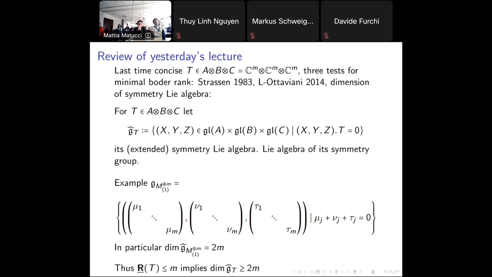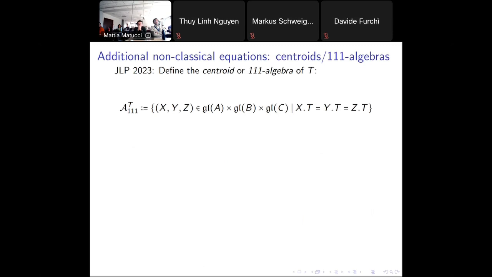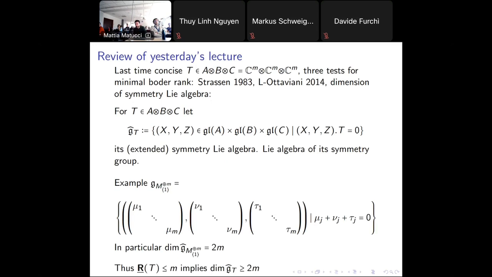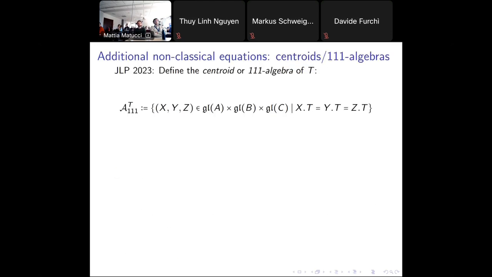So this is not so important for my talk, but this is maybe more familiar compared to what I'm going to introduce next. And this is going to be sort of the surprise of this lecture. So this 1-1-1 algebra, or centroid of our tensor, it's not quite like the Lie algebra where we wanted x hitting t plus y hitting t plus z hitting t equal to 0. Here we want x hitting t gives the same answer as y hitting t, gives the same answer as z hitting t. And at first, this may seem like a strange object.